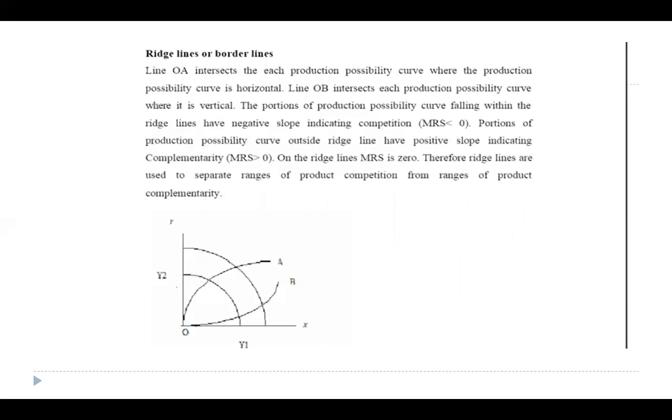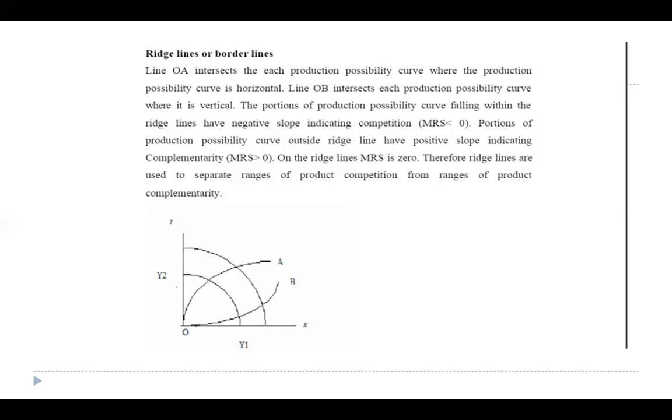Now we see ridge line or border line. See, this is the figure. In this figure, production possibility curve is given, and one line is drawn from point of origin. Line OA intersects each production possibility curve where production possibility curve is horizontal. Line OB intersects each production possibility curve where it is vertical. See the horizontal and vertical points.